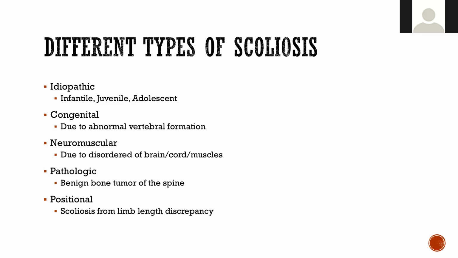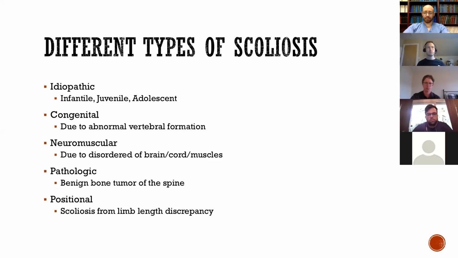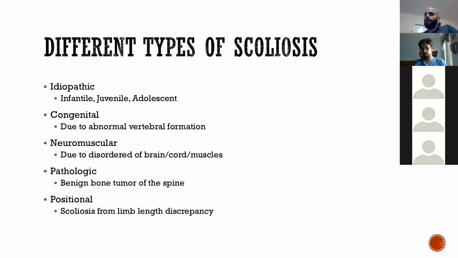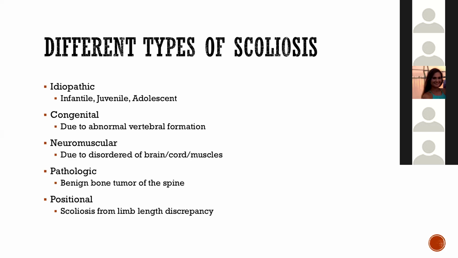Pathologic is something that can be caused by something like a tumor in the spine, causing it to grow in a weird way, like an osteoid osteoma or osteoblastoma. And positional, you can have the perception of a curve in the spine from leg length discrepancies. Imagine having one leg considerably shorter than the other one. It causes you to stand in a different way and causes your body to compensate, giving a perceived curve in the spine.